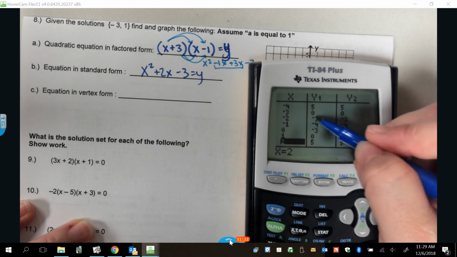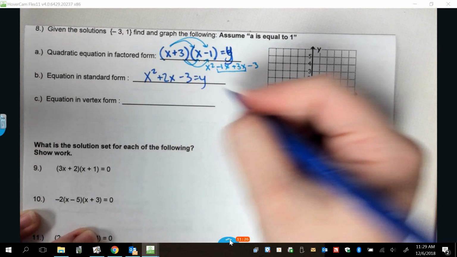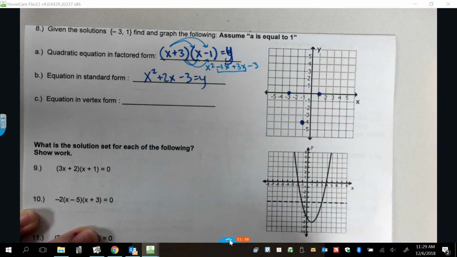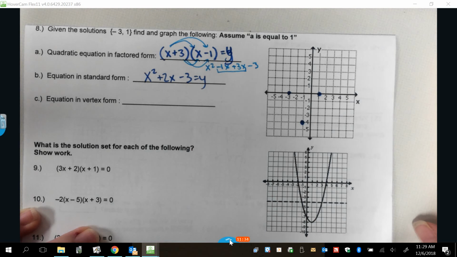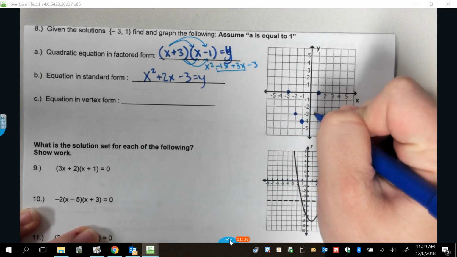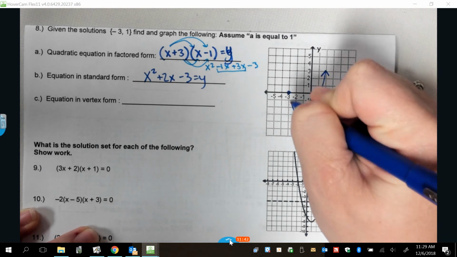Okay, there's my rainbow, match, match, match. Remember, the middle is your vertex, so -1, -4. Okay, and I know I can graph it from here. -2, -3, 0, -3. Okay, and it's going to look something like this.